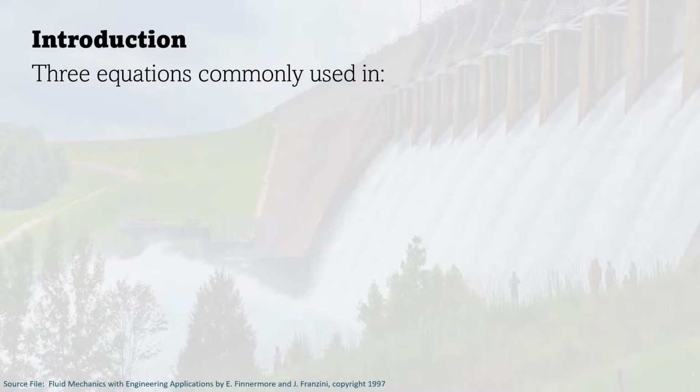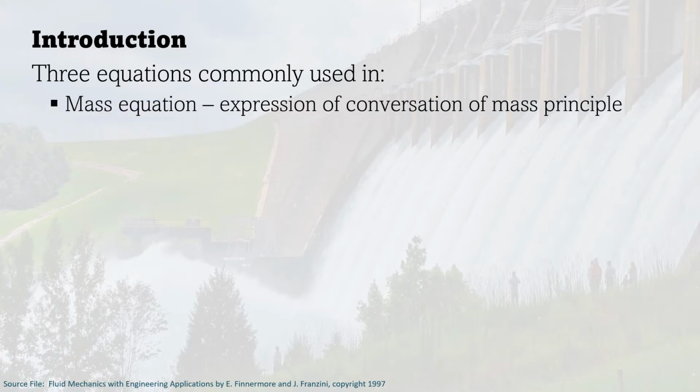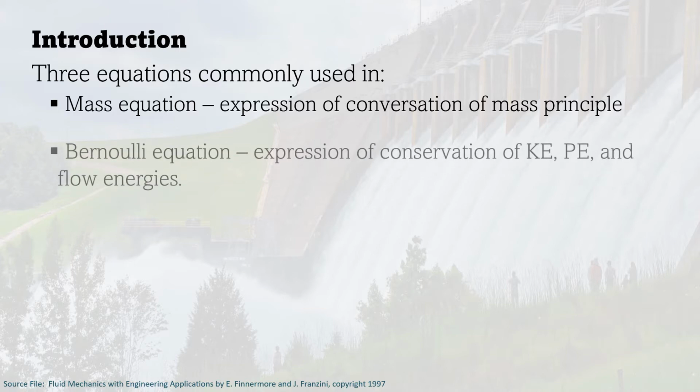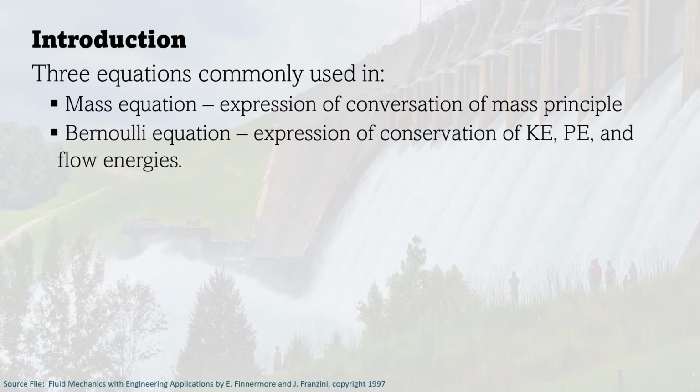In the analysis of conservation of energy, there are three equations that are commonly used. The first one is the mass equation. The mass equation is an expression of the conservation of mass principle. The second equation is the Bernoulli equation, which is concerned with the conservation of kinetic, potential, and flow energies of a fluid stream and their conversion to each other in the regions of flow where net viscous forces are negligible and where other restrictive conditions apply.